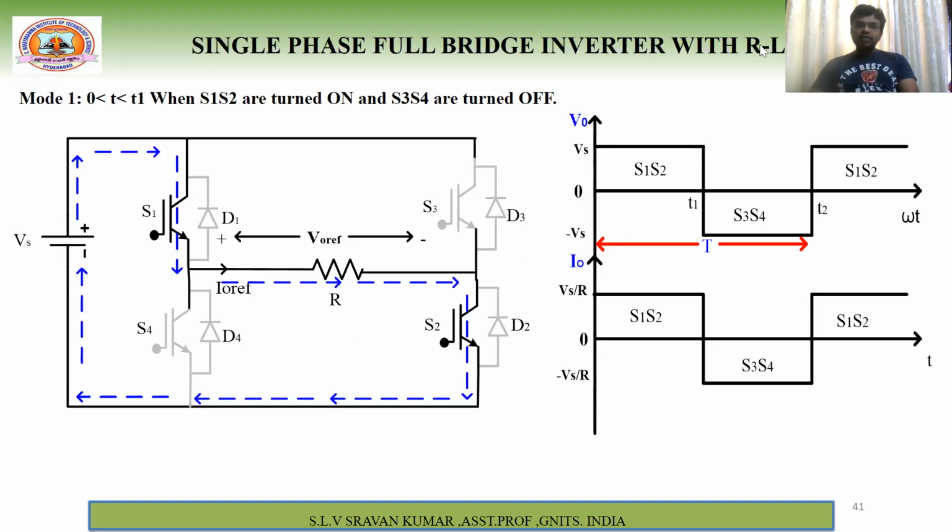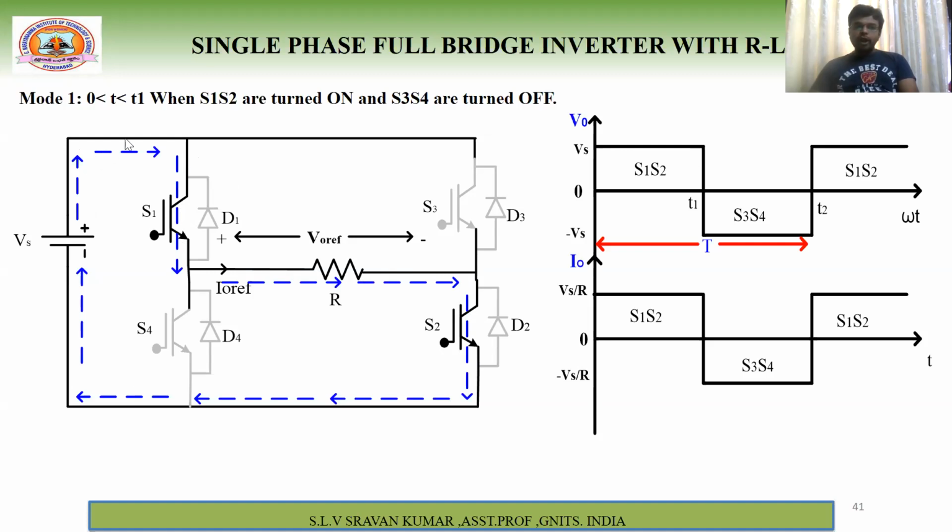Now the first mode of operation: the interval is 0 to T1. Which switches are on here? S1 and S2. When S1 and S2 are turned on, the current flows from plus Vs through S1, R load, S2 and to the return path. Because of giving triggering pulses to S1 as well as S2, these two are turned on.